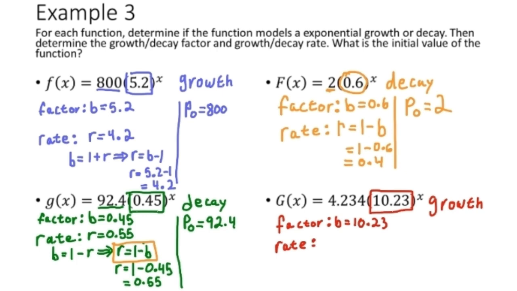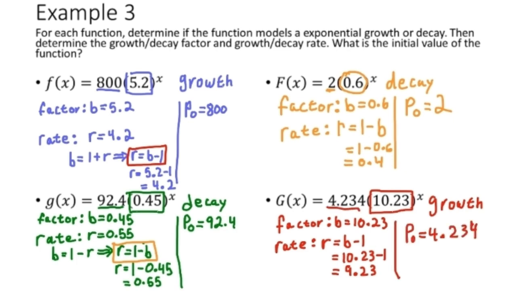As for the growth rate, recall from the first example we did on this slide that we found the relationship between the growth rate and the growth factor can be rewritten as r equals b minus 1. So our growth rate equals our growth factor minus 1, so r equals 10.23 minus 1, which equals 9.23. And lastly, for the initial amount, that would be the value in front. So our initial value would be 4.234.